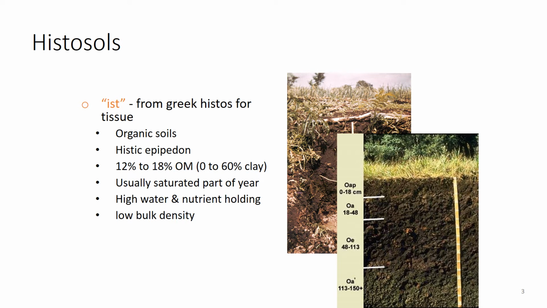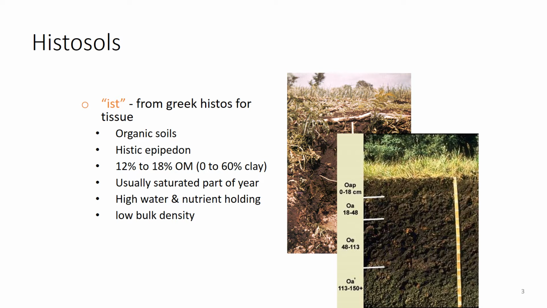Histosols, "ist" comes from the Greek histos for tissue. These are our organic soils. They are derived from plants that have only partially broken down and are growing at a faster rate than can be completely broken down into organic matter. And so you end up with this entire collection, essentially like 6 feet in some cases or deeper, of organic matter. And this is what comprises what's called a histic epipedon. We can have 12 to 18% organic matter. We can also have mineral particles in these soils. So it's not just organic matter, but it is mostly organic matter, okay?